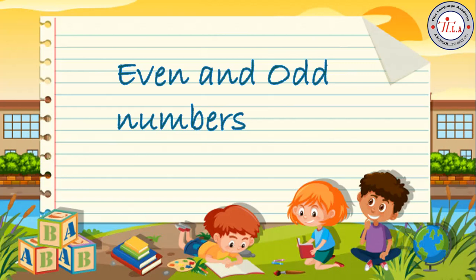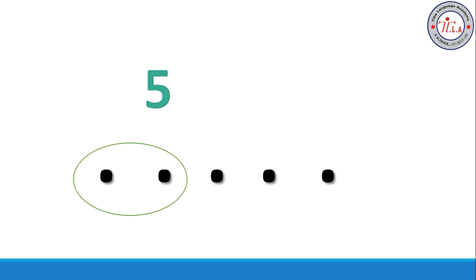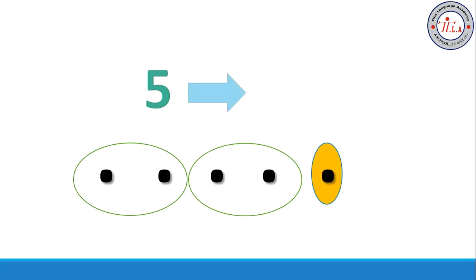Oh, what is the meaning of these words? Okay, let's simplify it. Here we have number 5. Let's draw 5 dots: 1, 2, 3, 4, 5. Then let's circle each couple of dots. Here the first circle, the second circle, and here we have one dot left for us. Only one dot. So it's an odd number.